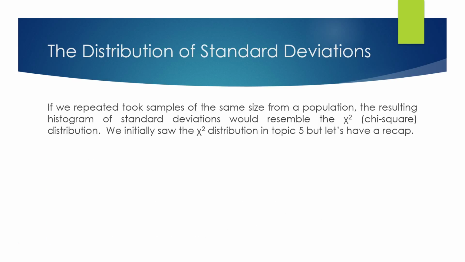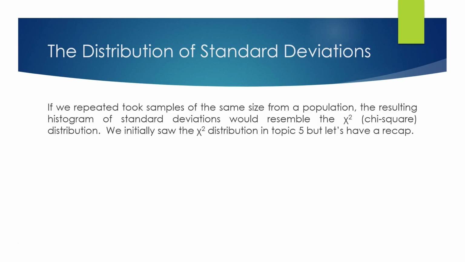So when we were making confidence intervals for proportions, they followed the normal distribution. When we were making confidence intervals for a population mean, depending on which case we had, we either used the normal, the z distribution, or the t distribution. Well, when we're finding confidence intervals for standard deviation, they follow the chi-square distribution. If you remember, we covered the chi-square distribution a little bit in topic 5.